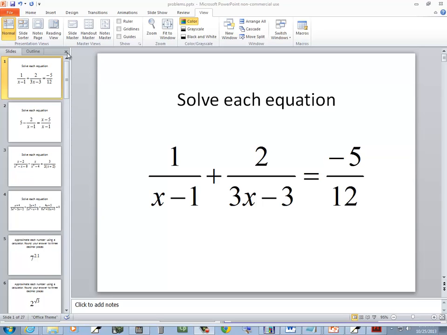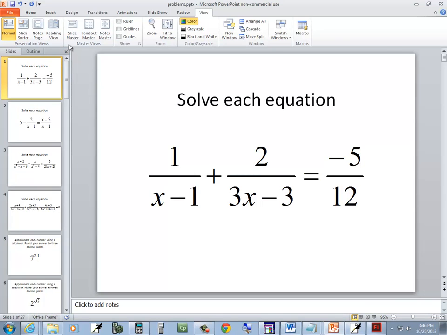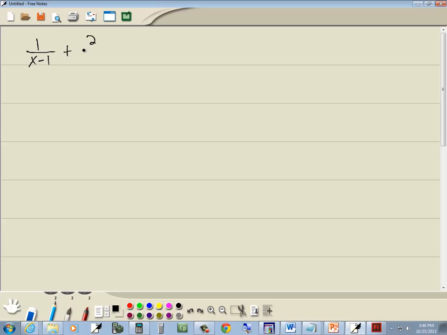Let's take a look at this problem. We've got 1 over x minus 1 plus 2 over 3x minus 3 equals negative 5 over 12.